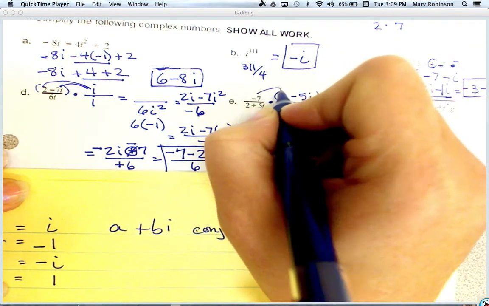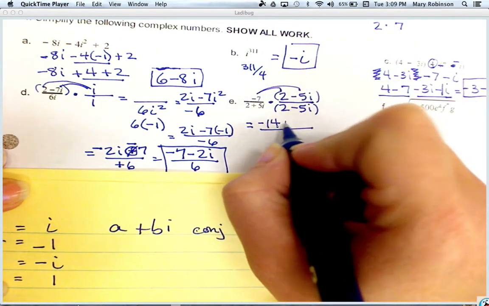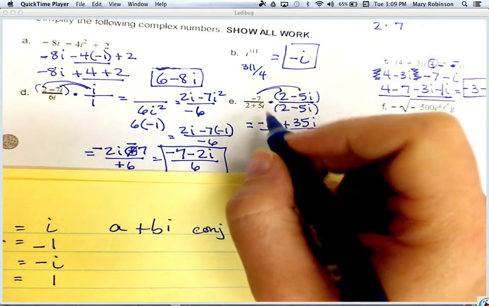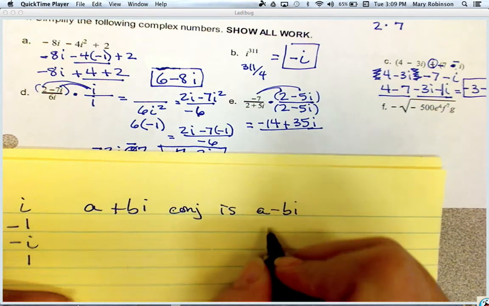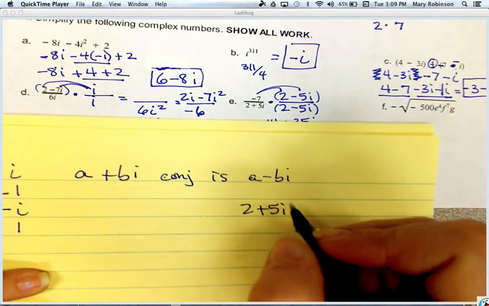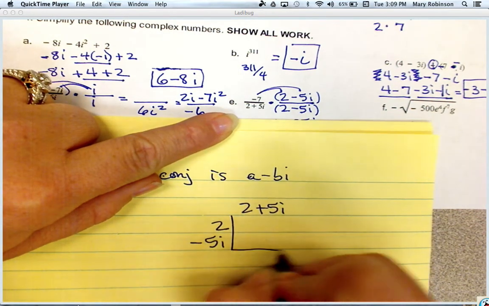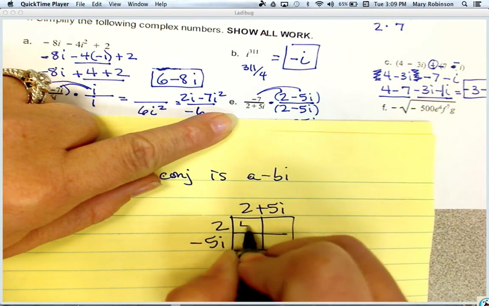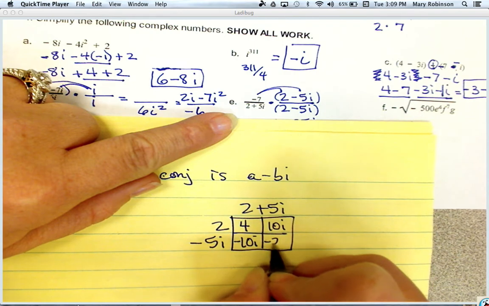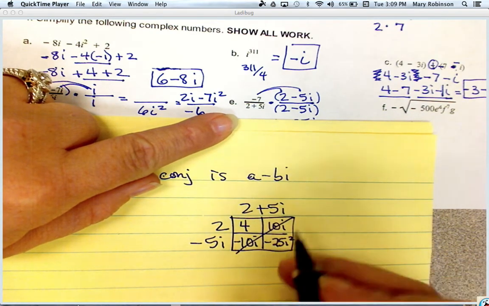So in my numerator, I just want to distribute, so that gives me negative 14 plus 35i. While in the denominator, if I'm multiplying, I'll do it down here on this paper: 2 plus 5i times 2 minus 5i. We're going to get terms that cancel out. So my I terms cancel out.